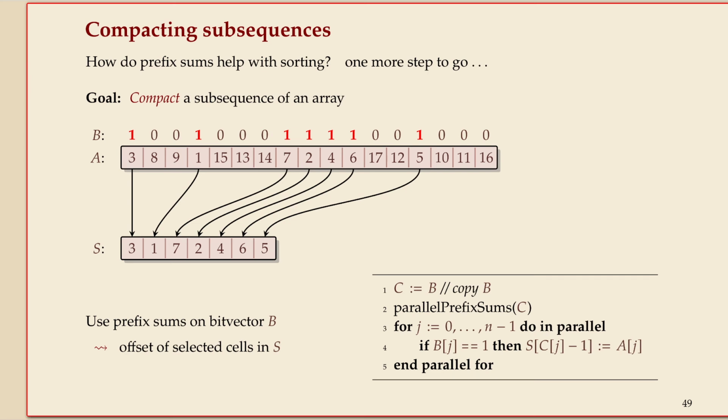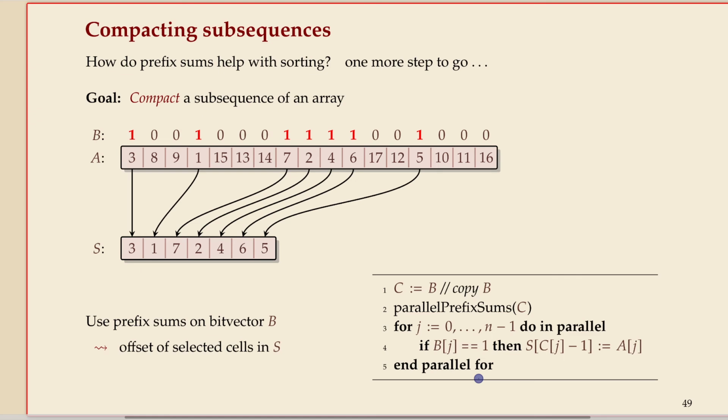And there's an easy way to reduce this to the prefix sum problem, where you compute prefix sums of this bit vector B. And then magically, the prefix sums of this bit vector turn into the position that you have to write an element into. That gives you the offset in S that you want.